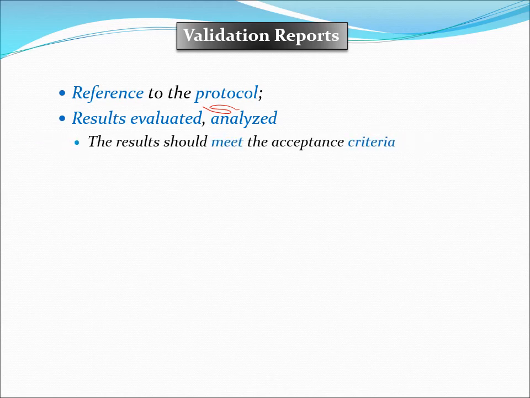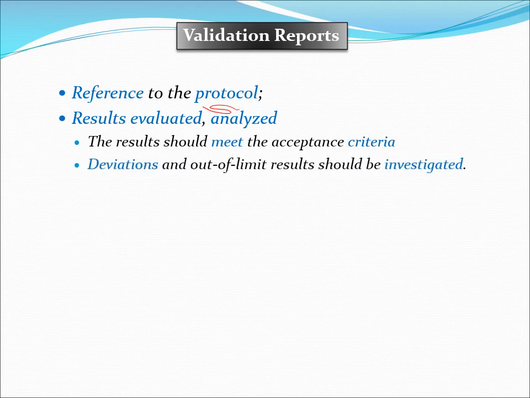So you should write whether the results are within the range or outside the range. If it is deviated outside the acceptable range, you have to write the reason or try to investigate the reason. And at the end, you need to write your conclusion about the results: whether the equipment is well validated, or has a problem that needs to be addressed.